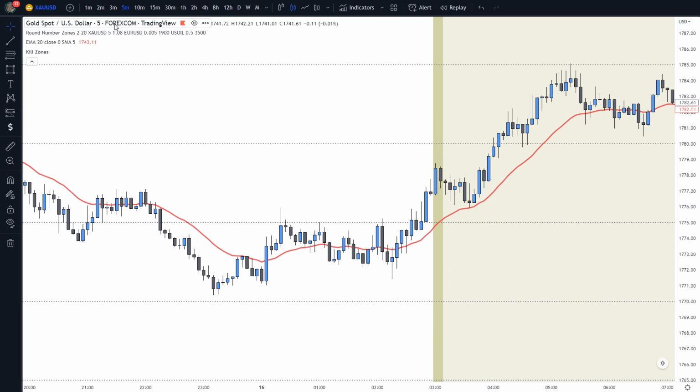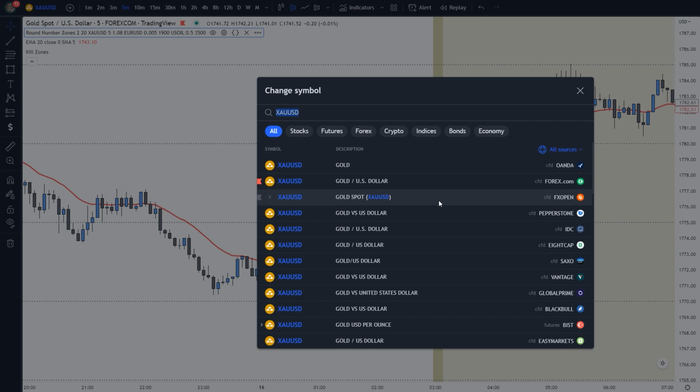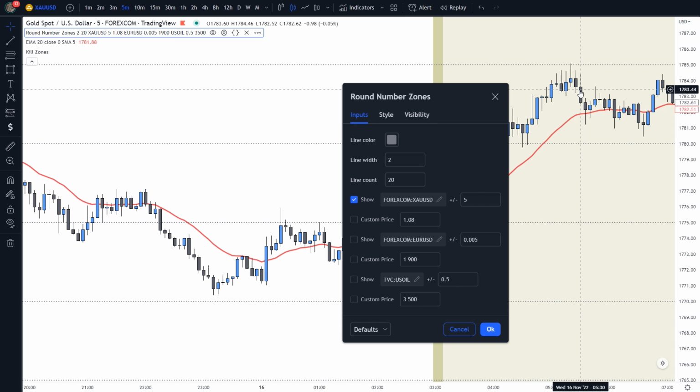Okay, the first thing we have to do is to configure the indicators. I start with the round number indicator. The first thing you have to do is to add your symbol. I use the gold chart of forex.com, so I add this here as a symbol. The distance is set to 5. This means a line will be displayed in the chart at every $5 round number level.